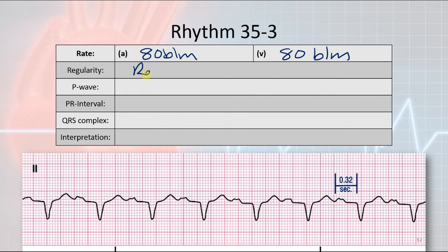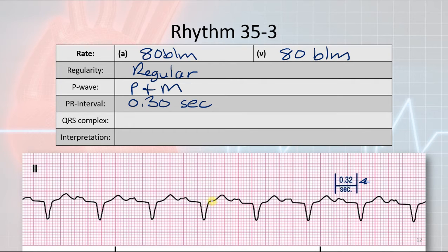Regularity, it looks regular. P waves are present and they are married. PR interval, this here tells us that the PR interval is 0.32 second, but let's do our own math and see if we can figure it out. Here's one that stops right here on this line, so there's 5, 6, 7.5 maybe, which would give me a 0.30, but 0.32, we're close.